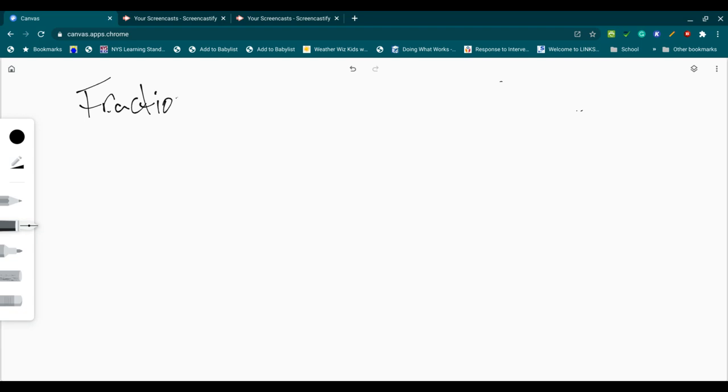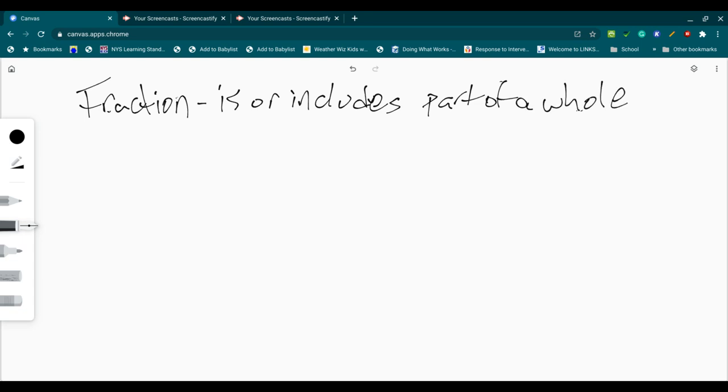And I know a lot of people get stressed out when they hear fractions, so we're going to start real simple and just talk about what a fraction is. A fraction is, or includes, part of a whole. We actually see fractions in a lot of different places, whether we're cooking, shopping, or measuring something. We'll see fractions as part of a whole.